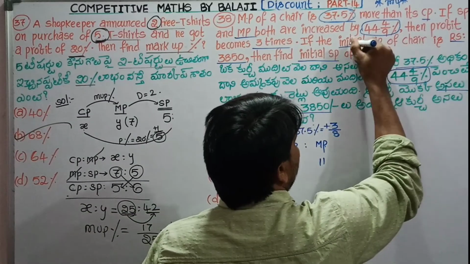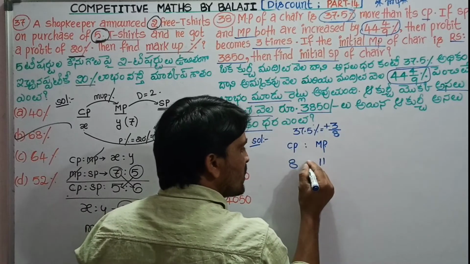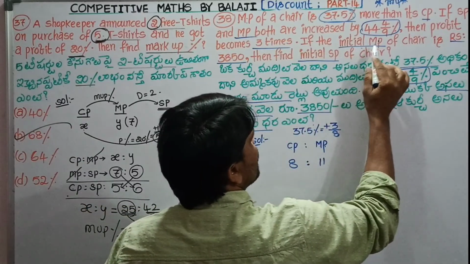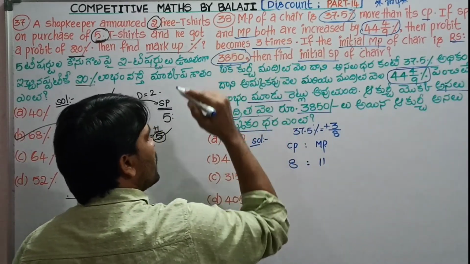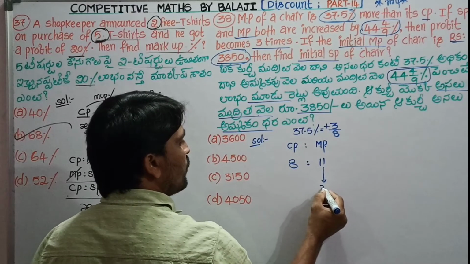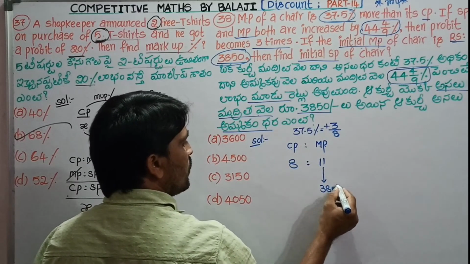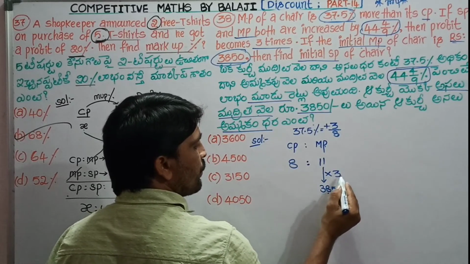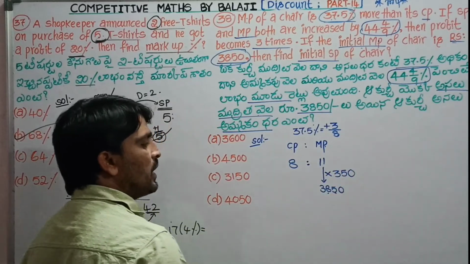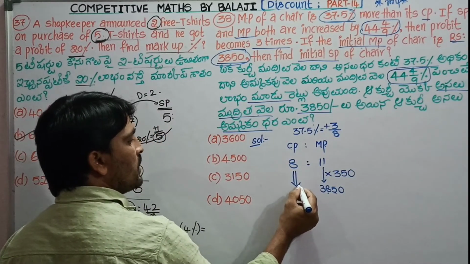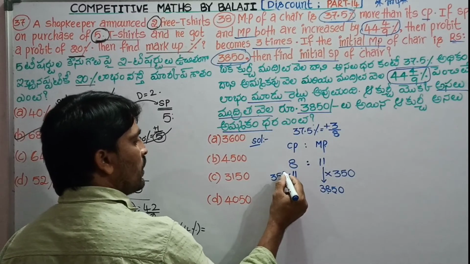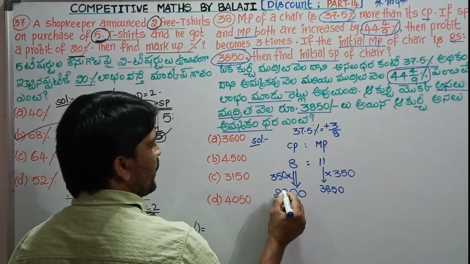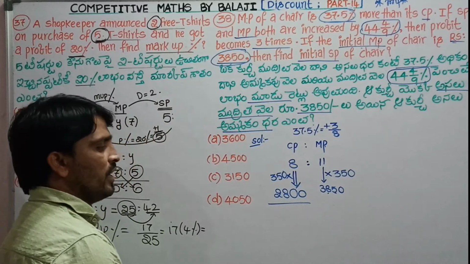And we are given the initial market price. Initial market price is 11 units, then the initial cost price is 8 units. Here, the initial market price of the chair is 3850 is given. So 11 units value is 3850. That is, 11 3s are 33, 5 remainder, 5 5s are 55, 11 5s are 11 zeros. That is 350 times of 11. So the cost price is also 350 times of 8. 8 0 0, 8 5s are 40, 8 3s are 24 plus 4 is 28. So the cost price of the chair is 2800.